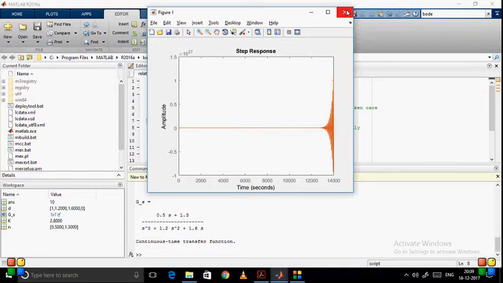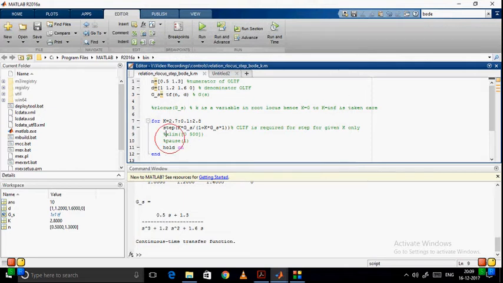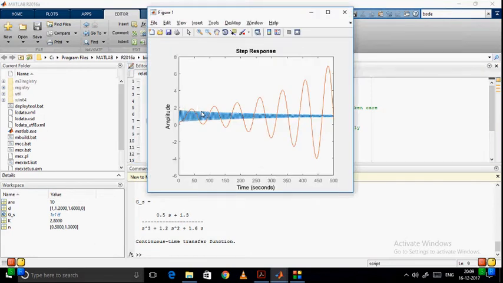Now there are many options. I have to limit this x-axis. In the programming itself I can write xlim. I just want to see, say, 0 to 500. I have done trial and error; you can also try. If I say xlim and run this now, yes, now I can see there are two graphs. This is at 2.7, this is at 2.8.